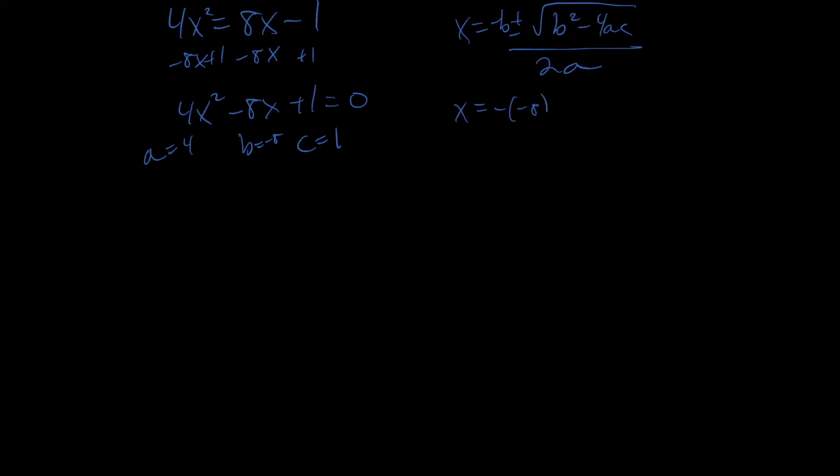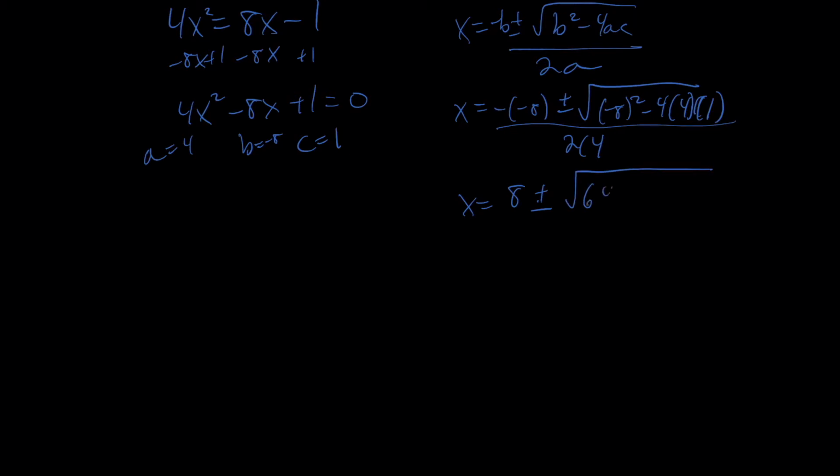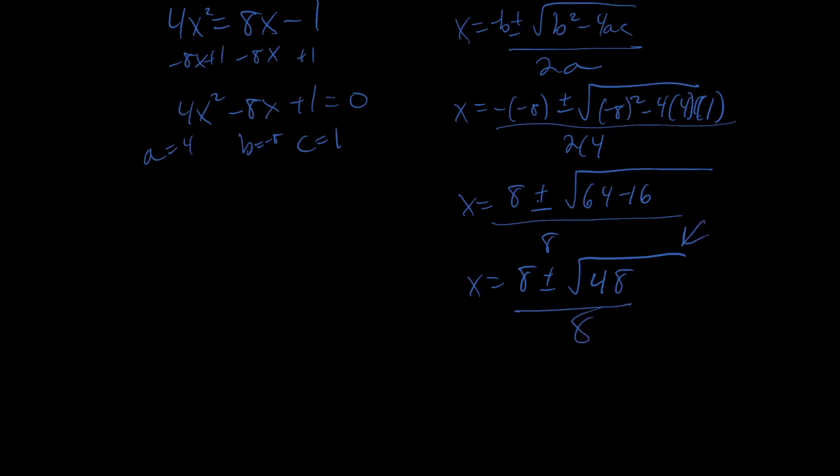So x equals negative 8 plus or minus the square root of negative 8 squared minus 4 times 4 times 1, all over 2 times 4. So x equals 8 plus or minus the square root of 64 minus 16 all over 8. So x equals 8 plus or minus the square root of 48 all over 8. But I can simplify this radical, square root of 48.